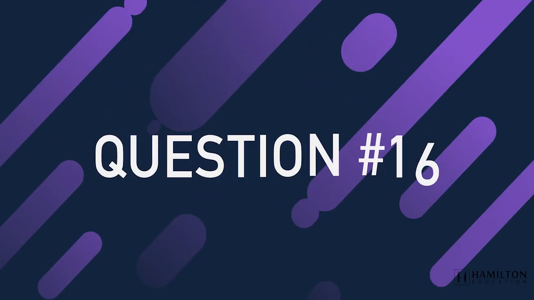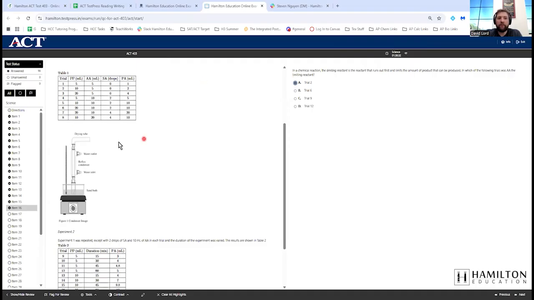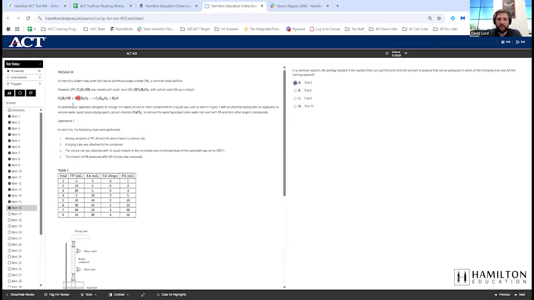Question 16. In a chemical reaction, the limiting reactant is the reactant that runs out first and limits the amount of product that can be produced. In which of the following trials was AA the limiting reactant? So limiting reactants, by the way, must always be on the left side of the chemical reaction. Reactants are always on the left, products are on the right. So let's look at trial 2.